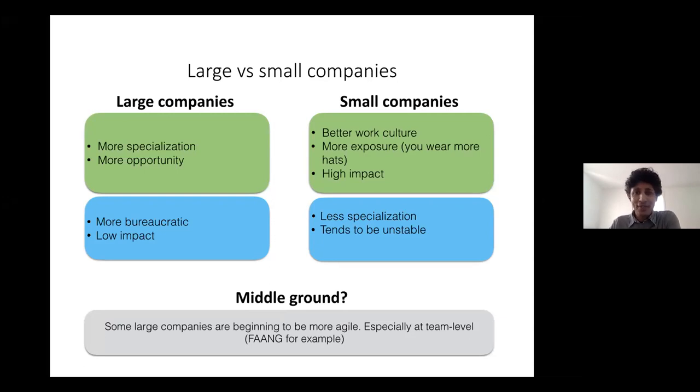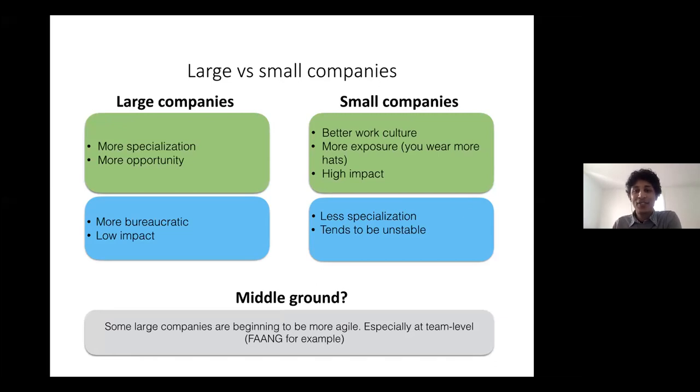Downside of working in a large company usually is that it's more bureaucratic. You have to jump over a lot of red tape and basically do a lot of things to get any small thing done. So typically it's a little slower than smaller or medium companies. And also you tend to have lower impact because there's so many different people who are working. So your work tends to be a little lower impact.